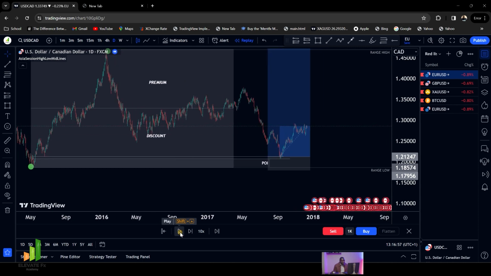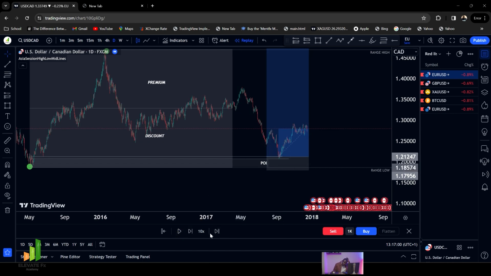Okay, nice reaction from there. Let's pause it over here. Now what do you notice from here? We saw price pulling to the downside, right? We've seen a break of structure. This signifies one thing. This lets you know that the buyers are getting stronger in the market.